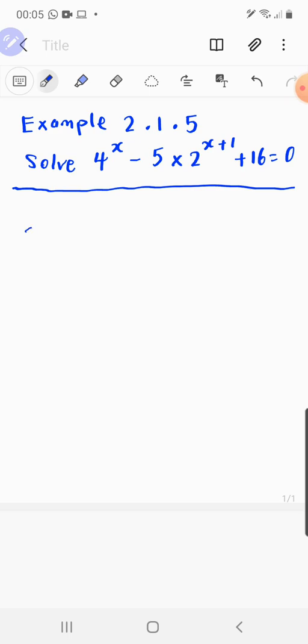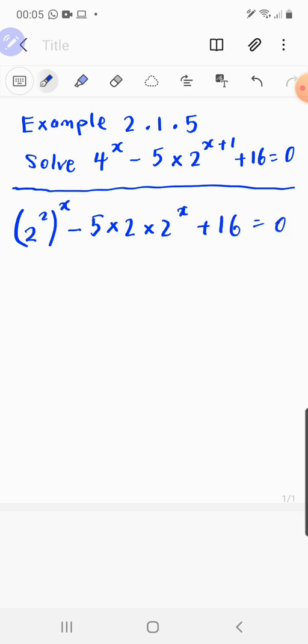So 4 is actually 2 squared. And we will take out the 2 from this 2 to the power of x plus 1 to make it 5 times 2 times 2 to the x plus 16 equals 0. Now, using the law of indices, we have 2 to the power of 2x minus 10 times 2 to the power of x plus 16 equals 0.